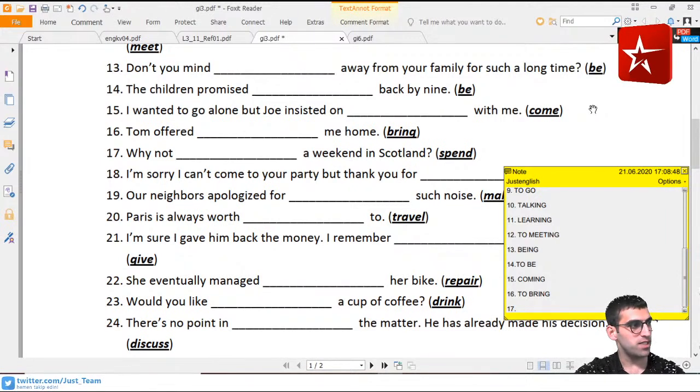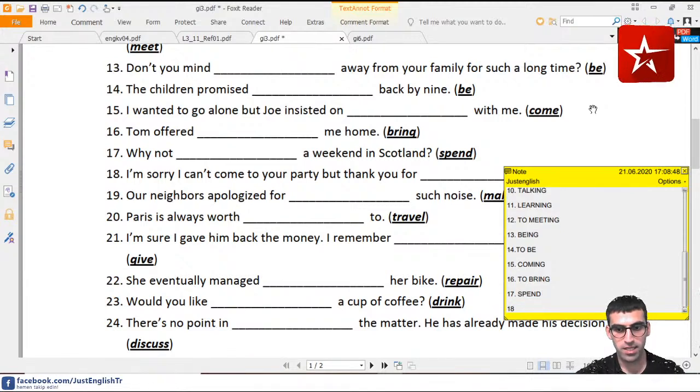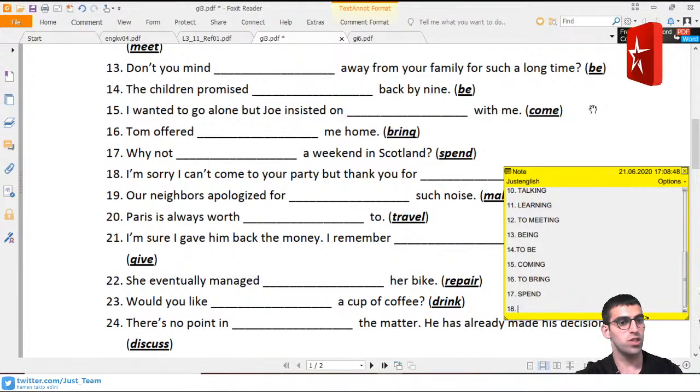17. Why not spend a weekend in Scotland? Yes, spend is a correct answer. Why not spending a weekend in Scotland? Spend or spending? Yes, I would like to go to Scotland. Yes, everybody wants to go to Scotland. Good. Okay. Number 17. Why not spend a weekend in Scotland? It's a kind of question-type sentence. That's why we use spend for number 17.